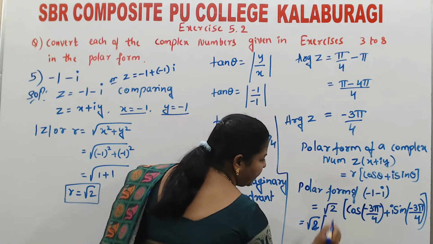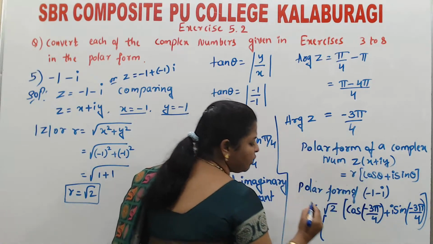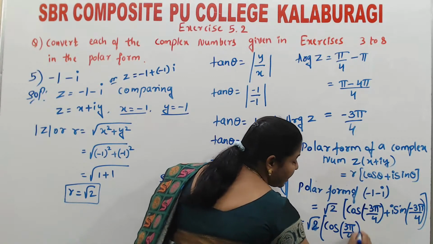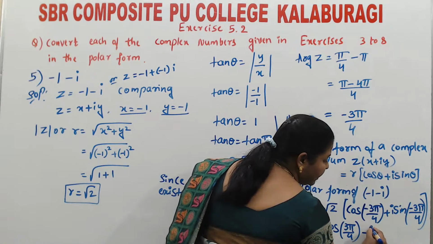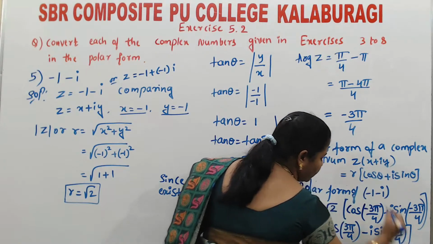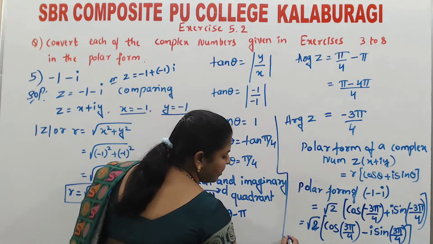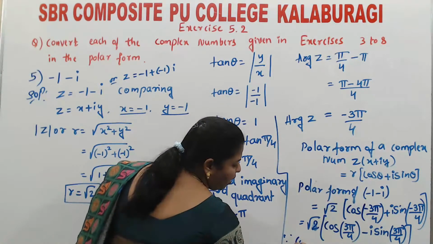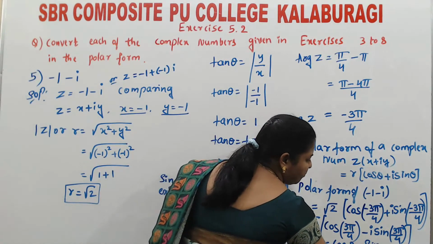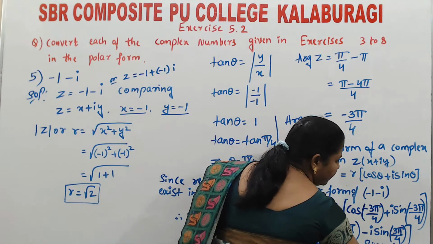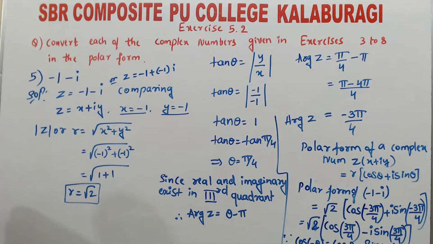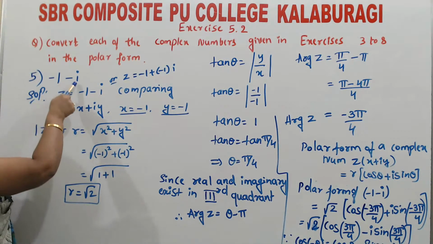root 2 into cos of minus theta. Cos of minus theta is cos theta, right? Sine of minus theta is minus sine theta. That's why sine of 3 pi by 4 with a minus. Okay, because cos of minus theta is equal to cos theta, and sine of minus theta is equal to minus sine theta. Already we studied this in trigonometric functions. Is it clear?